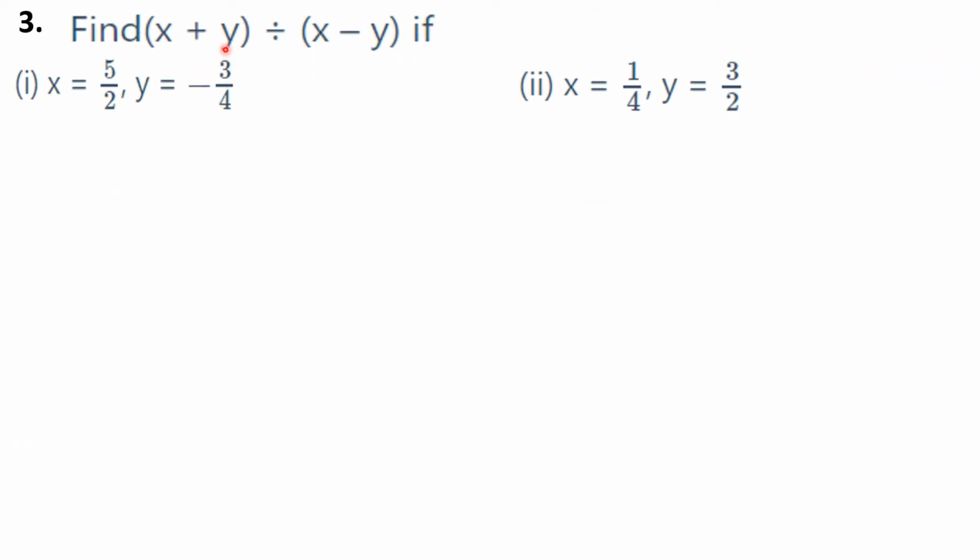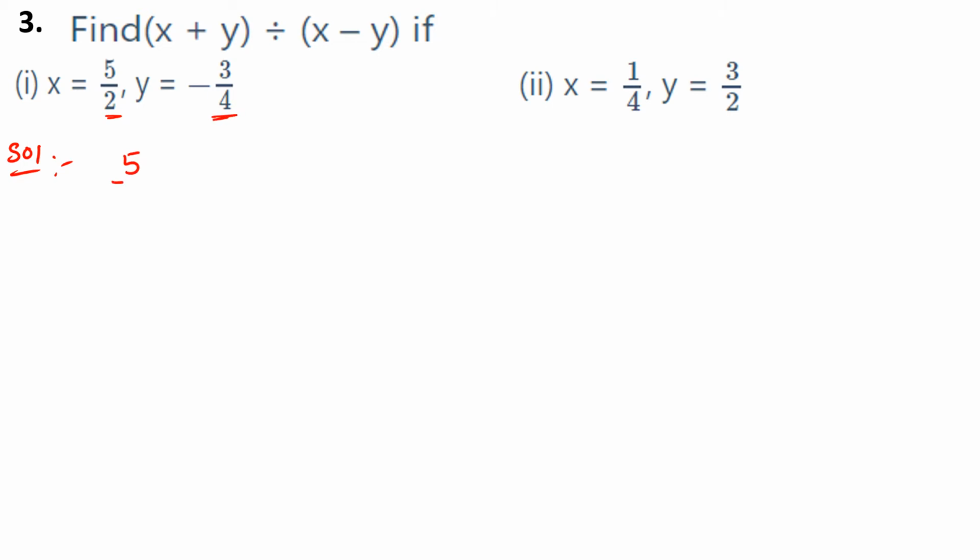Question number 3. Find (x plus y) divided by (x minus y), given that x equals 5 by 2 and y equals minus 3 by 4. We substitute these values in the place of x and y. Let us write the solution of the first question. They gave that x equals 5 by 2 and y equals minus 3 by 4, right? So we substitute that.